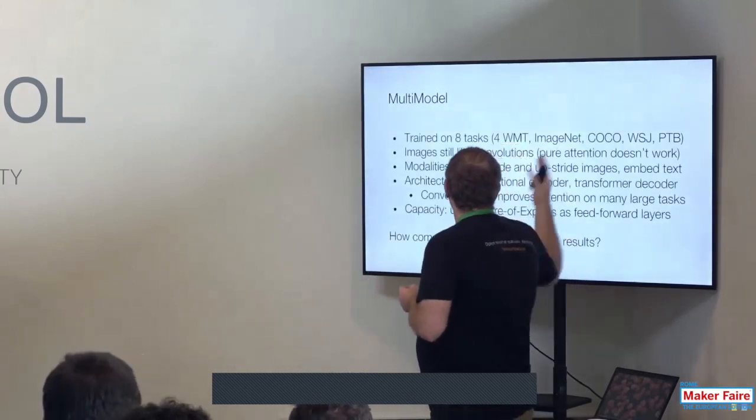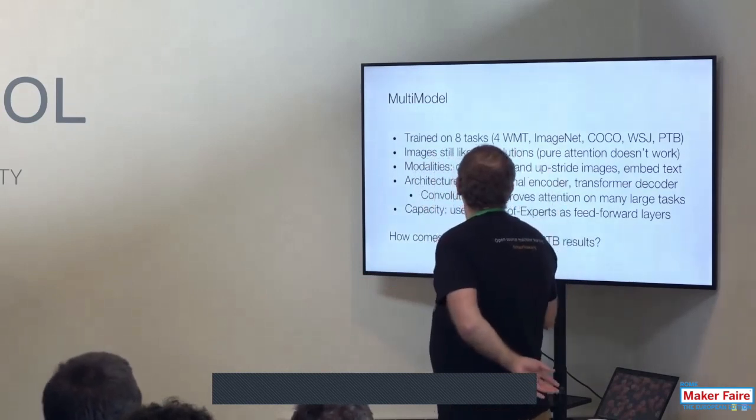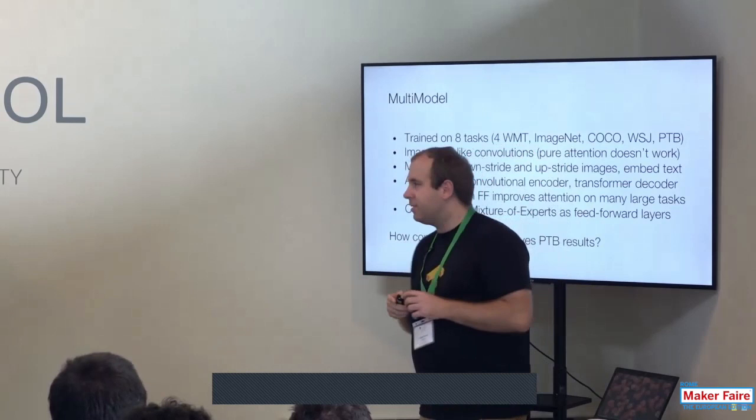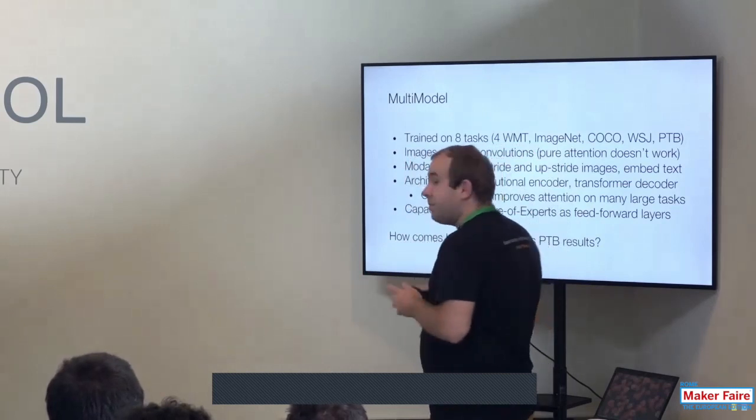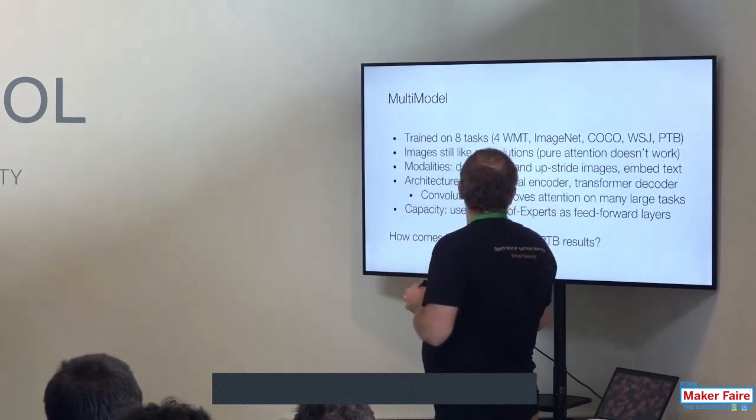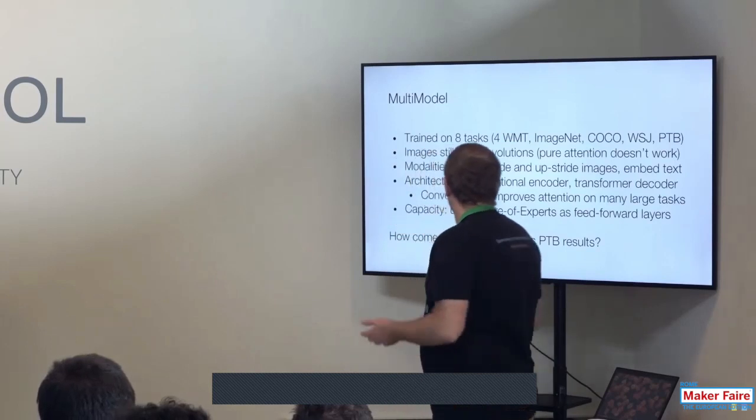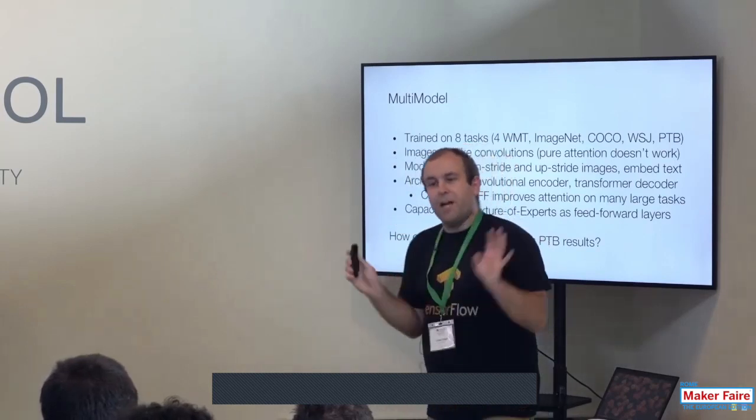And then we trained it on 8 different tasks. So we trained it on 4 translation tasks, the ImageNet image classification task, an image captioning task, and what else? Oh, parsing and speech recognition. We thought, okay, let's give it a go. And then it failed totally.